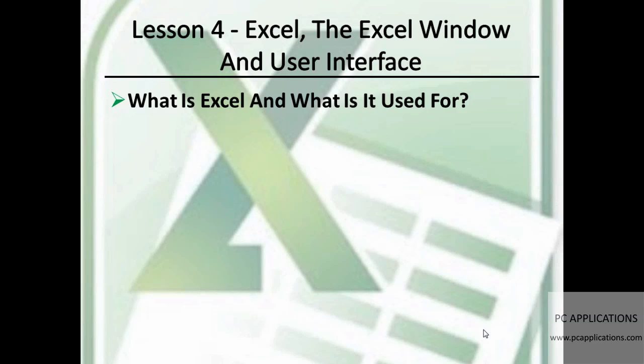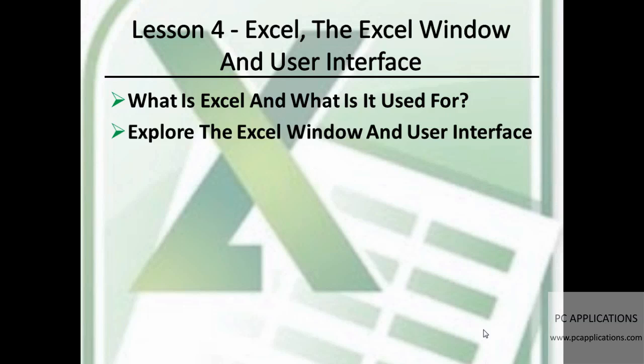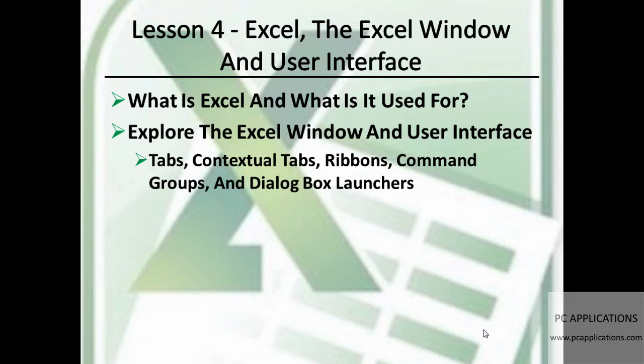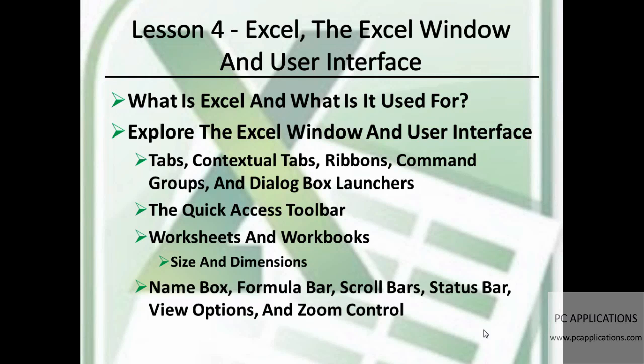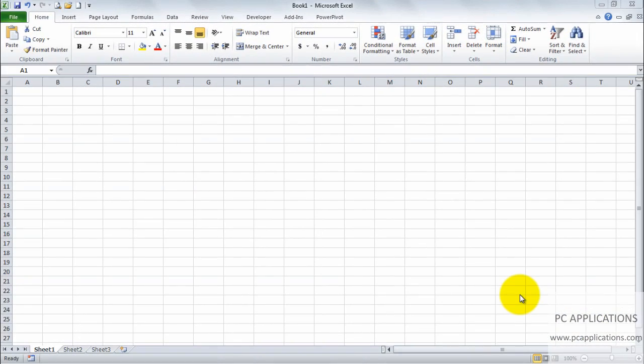In this lesson, we're going to discuss what is Excel and what's it used for. Then we'll look at the Excel window and user interface, including tabs, contextual tabs, ribbons, command groups, and dialog box launchers. We'll have a look at the Quick Access Toolbar, worksheets and workbooks, their size and dimensions, and finally, the name box, formula bar, scroll bars, status bar, view options, and zoom control. So hold on to your hats. Here we go.